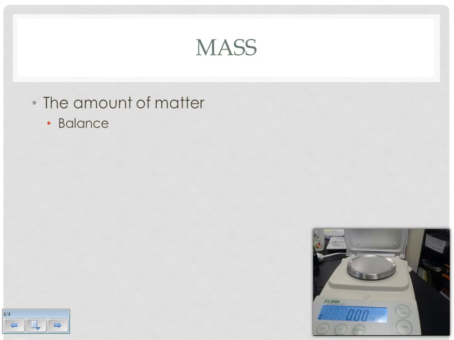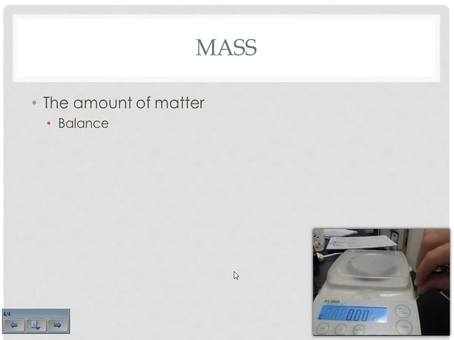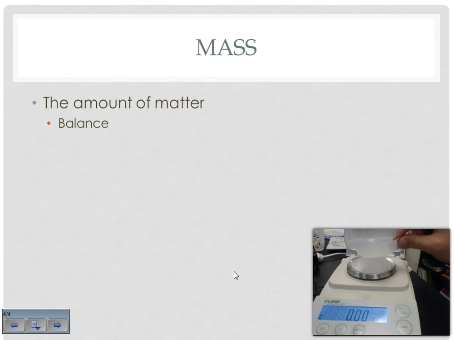To measure the volume or the mass of something, we're going to use a balance. Now this balance here, you'll see, is exactly the one you use in lab. I have it open. Remember, anytime you use a balance, you can't put anything directly on the balance pan. And right there is your weighing boat.